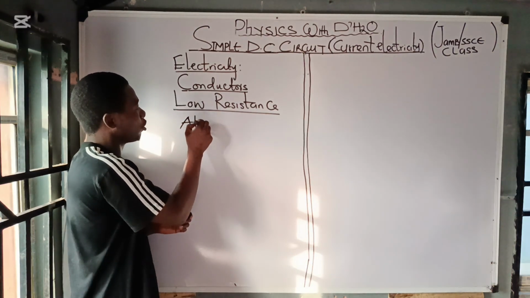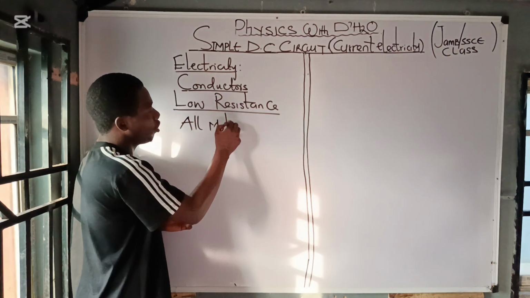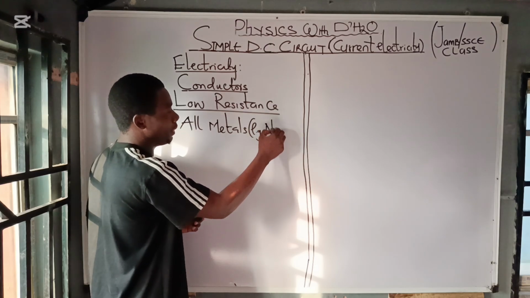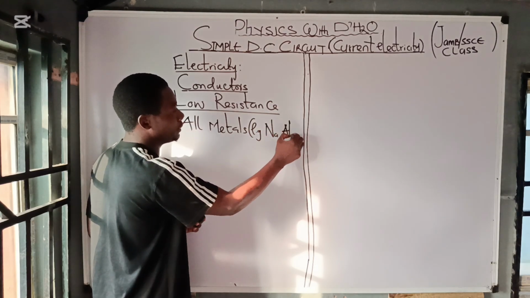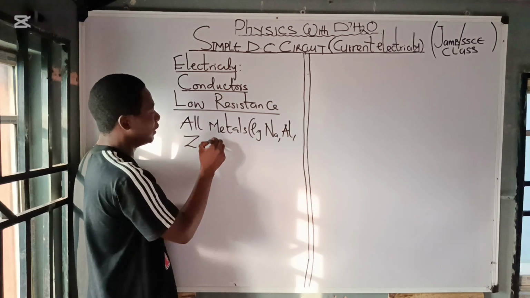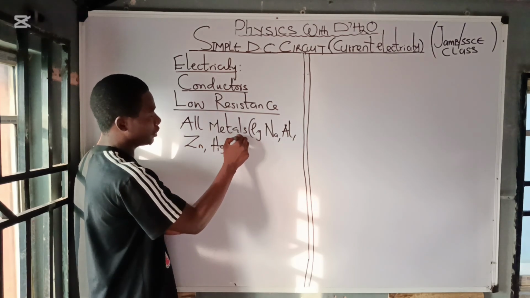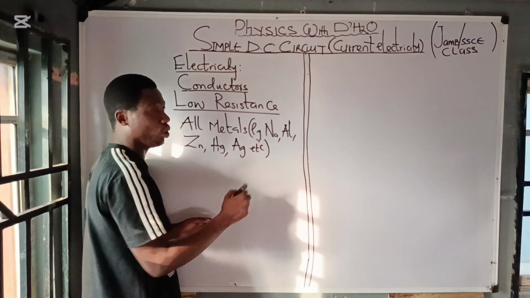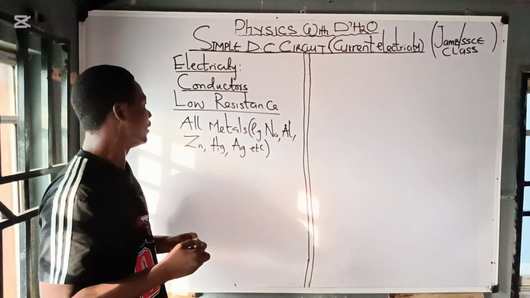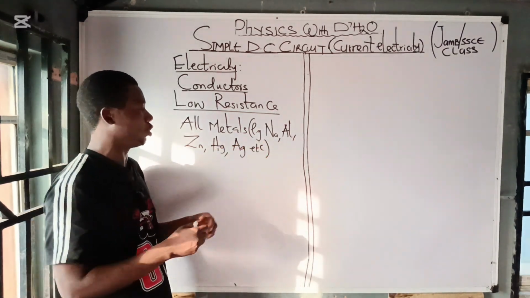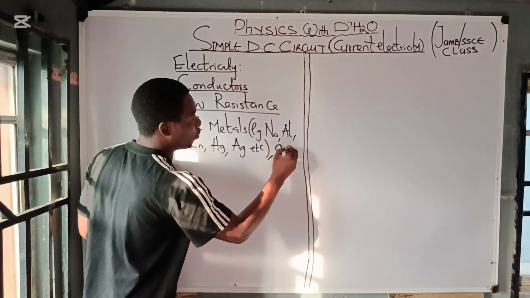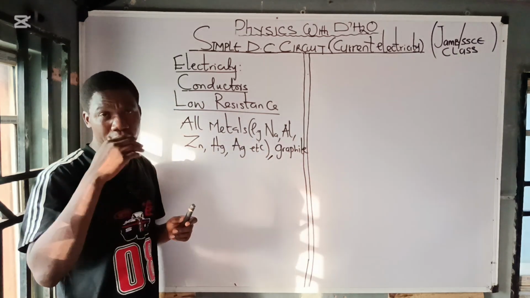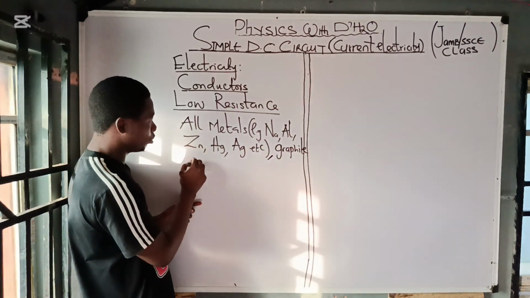All metals are conductors, e.g. sodium metal, aluminium metal, zinc metal, mercury metal, silver metal, etc. All of these are referred to as conductors. Now, including your graphite. Graphite is a good conductor of electricity.